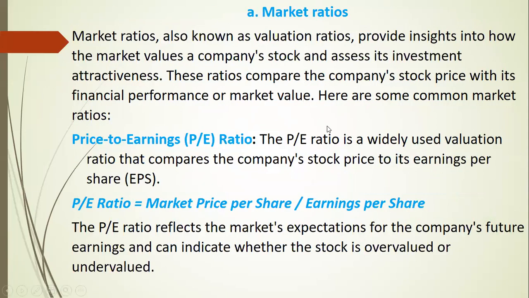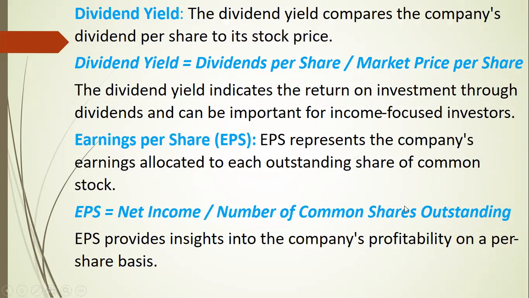Then we go to market ratios, also known as valuation ratios. They provide insights into how the market values the company's stock and assesses its investment attractiveness. These ratios compare the company's stock price with its financial performance or market value. Here are some common ones. So price to earnings ratio, the PE ratio. It is the market price per share divided by the earnings per share, isn't it?